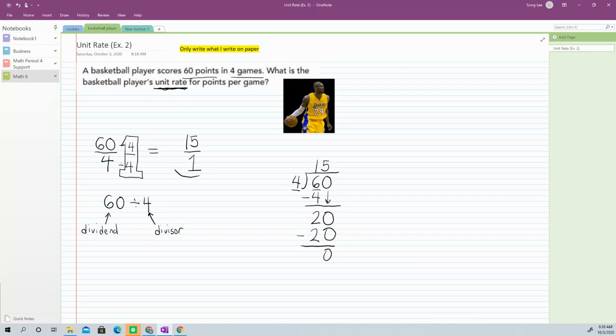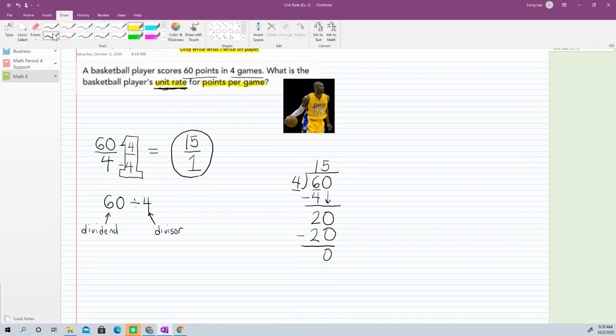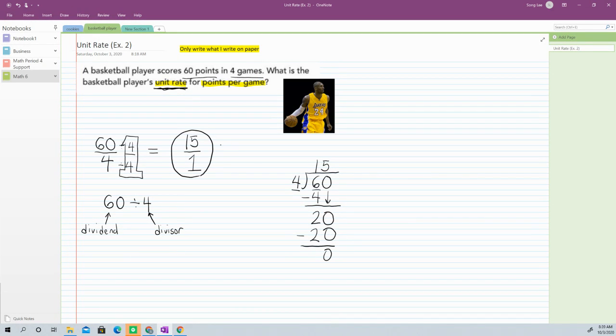But we're not done here, folks. What do the numbers mean? What were we looking for? Well, we were looking for the unit rate for points per game. So we know the numerator is points, the division bar means per, and the denominator means game. We just have to read it: 15 points per 1 game, or per game.